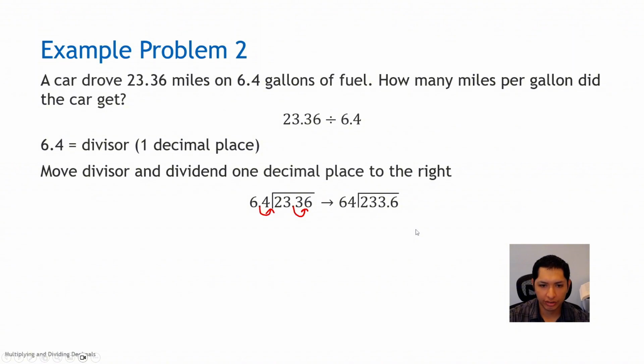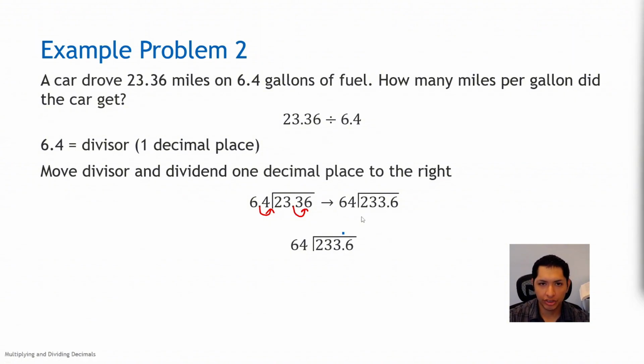233.6 divided by 64. Unlike the division problem we did in the past where we had to add zeros, here the decimal place is still part of the dividend. So all we're going to do is, when we set it up and start solving this division problem, we know where the decimal point goes. It goes between the 3 and the 6, and we simply align the decimal in the quotient and start solving.